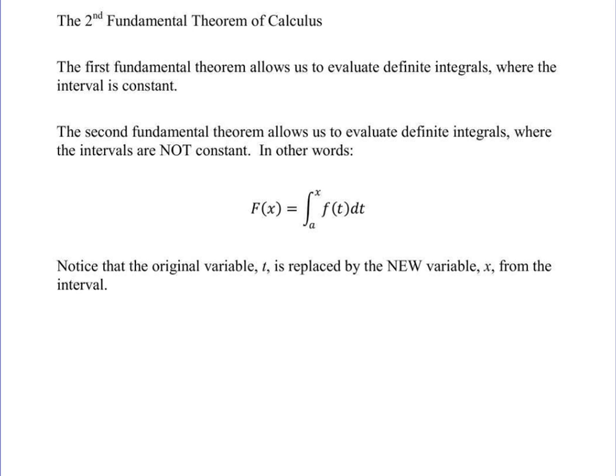The first fundamental theorem allows us to evaluate the definite integral without having to use the limit approximation that we've been using, where the interval is constant. So like from 0 to 2, that interval would be constant. But the second fundamental theorem allows us to evaluate definite integrals where the intervals are not constant. So in other words, we have the integral from a to some variable of a function with respect to t, dt.